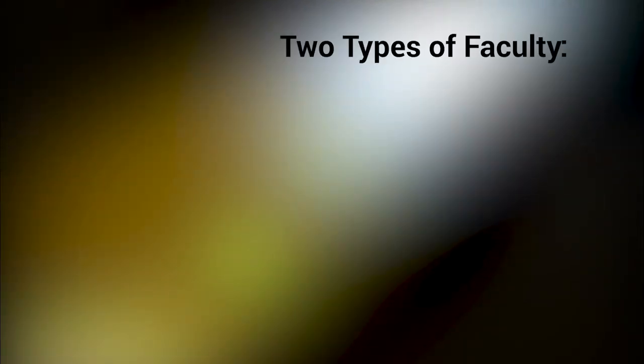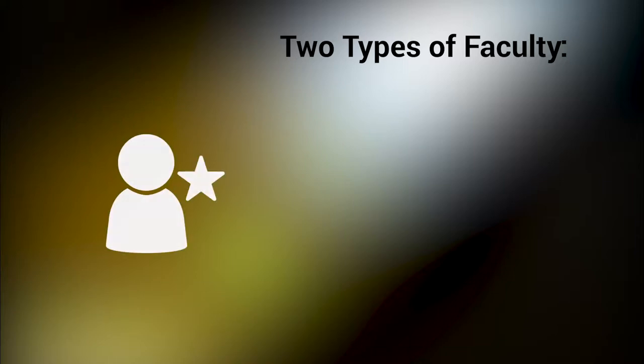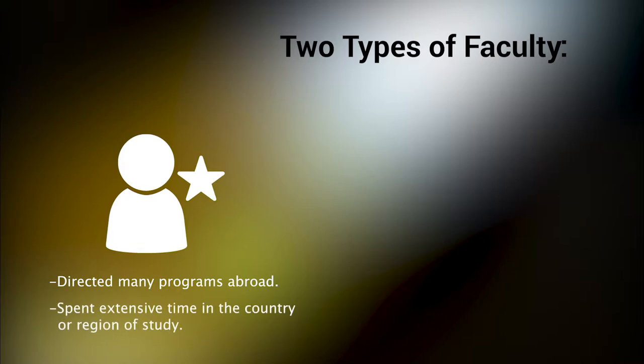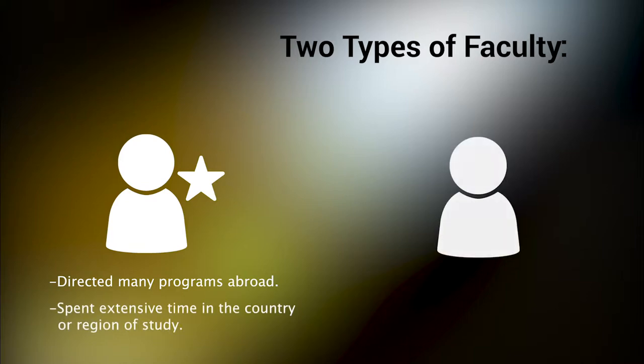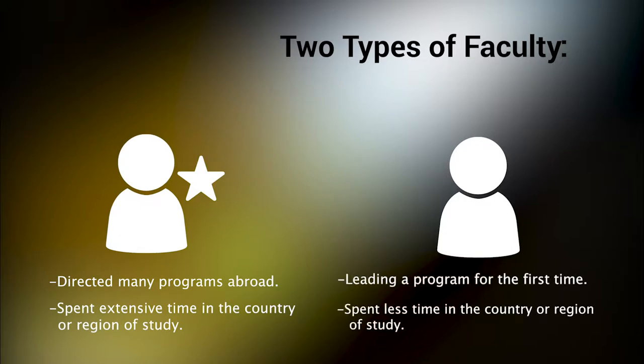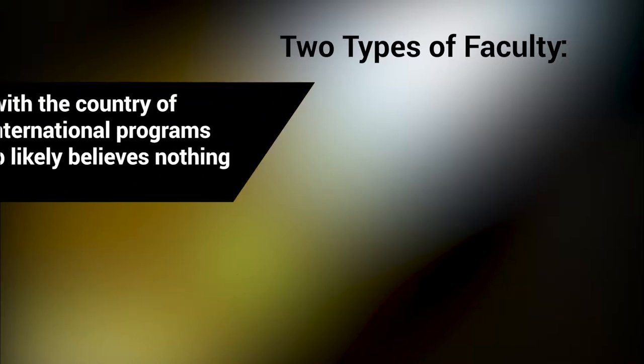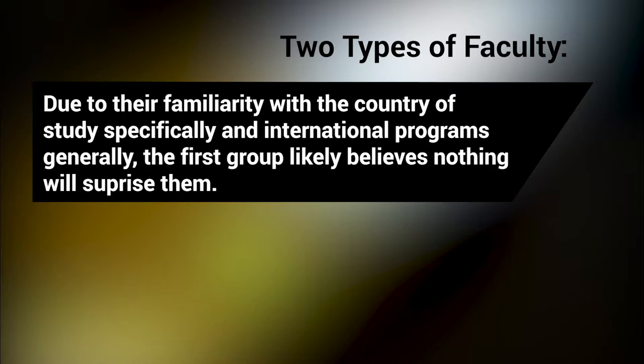As we begin, let us consider two potential archetypes of faculty watching this training. One group of faculty may have directed many international programs and spent extensive time in the country or countries of study. The other group of faculty may be leading a program for the first time with less experience internationally and with the country or countries of study in particular. These groups are on two different sides of a continuum of preparation and expectation. Due to their familiarity with the country of study specifically and international programs generally, the first group likely believes nothing will surprise them.